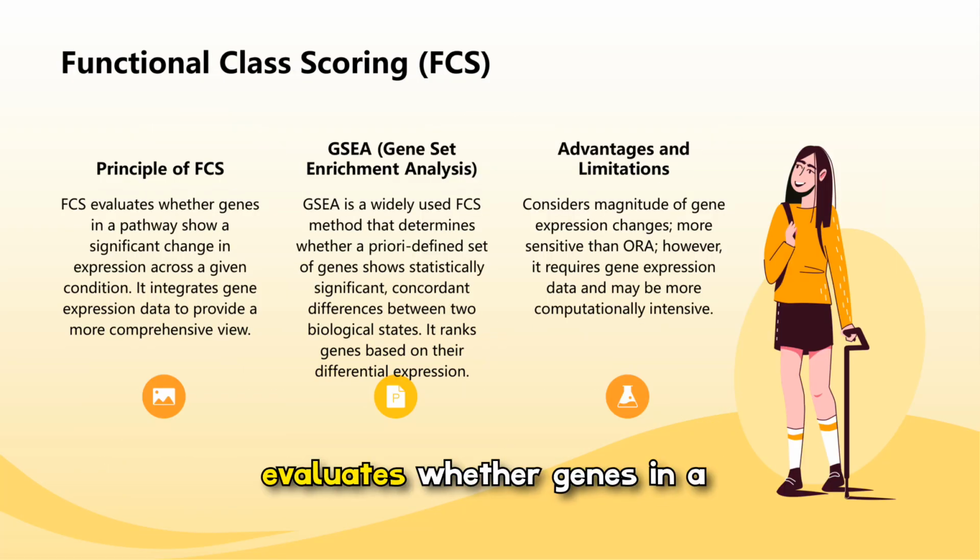Functional class scoring evaluates whether genes in a pathway show coordinated expression changes, with GSEA being the most popular example. This approach considers the magnitude and direction of gene expression, making it more sensitive than ORA, but it requires genome-wide expression data and can be more computationally demanding.